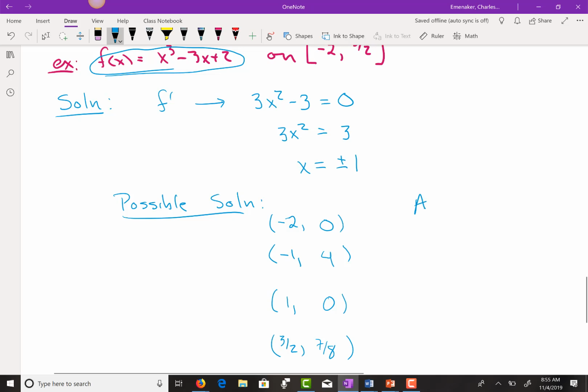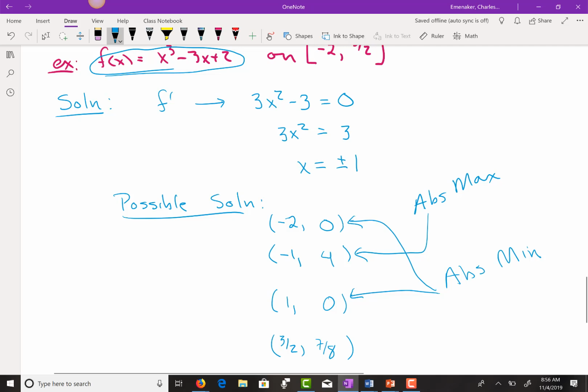Where's your absolute max? Where's the absolute max in this case? It's right there, isn't it? It's the highest y value. Where's your absolute min? Oh, wait a minute. We've got a tie, don't we? Is it possible to have a couple places with the same minimum value? Sure. You got one right there.